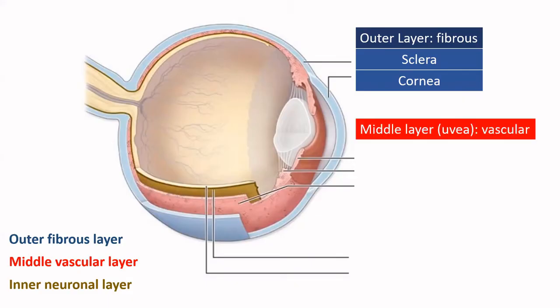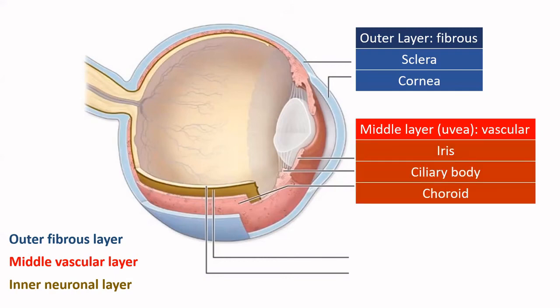When it comes to the middle layer, also called the uvea, this is a vascular layer, contains a lot of blood vessels, and there are three important structures. We have the iris. The iris is located in front of the eye lens, and it contains a central opening. And the iris contains very small muscles, and these can contract or they can relax. This contraction or relaxation of these internal small muscular structures will cause the pupil of the eye to narrow or dilate.